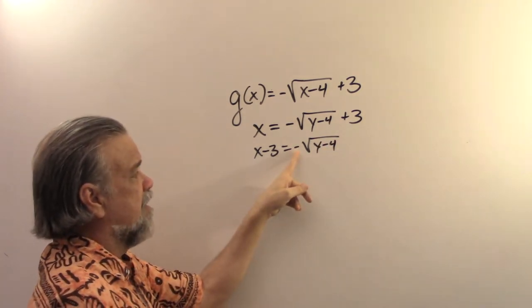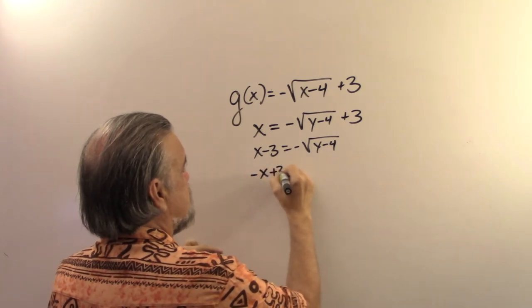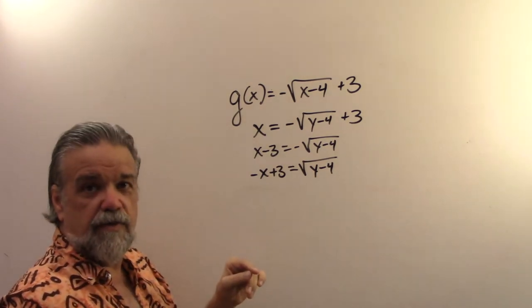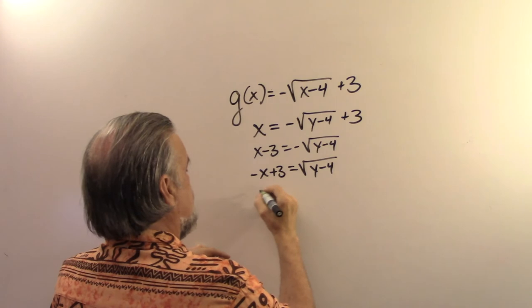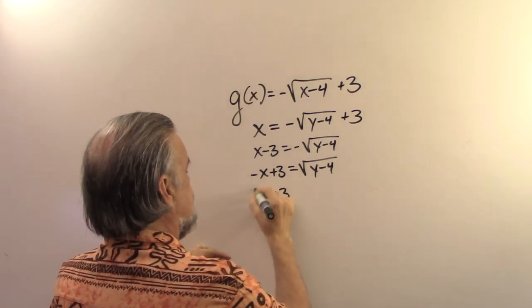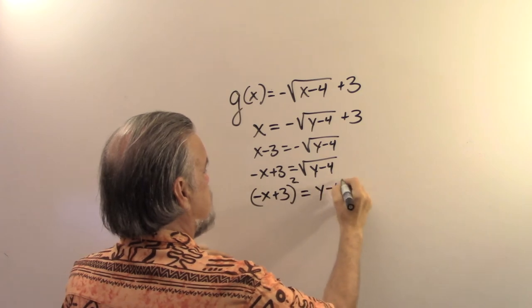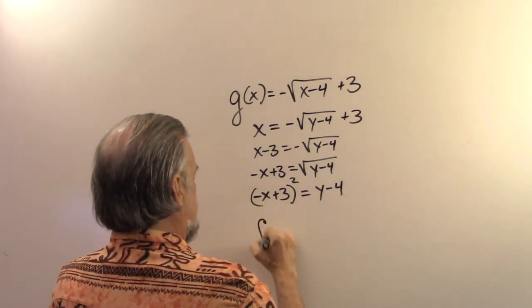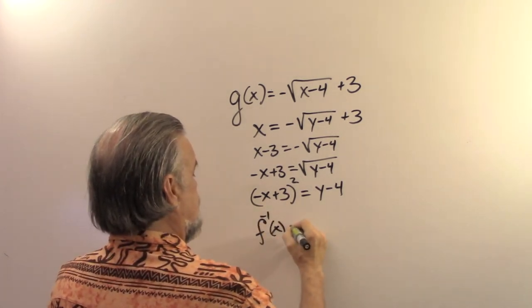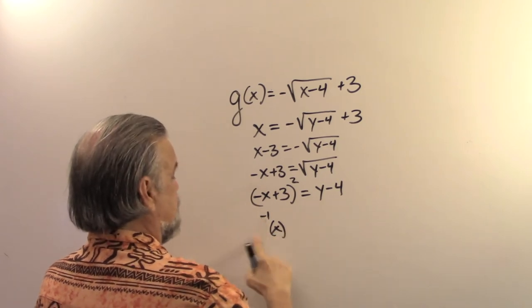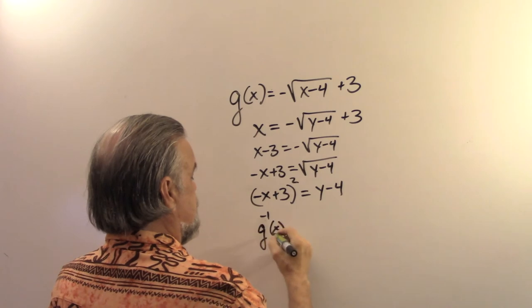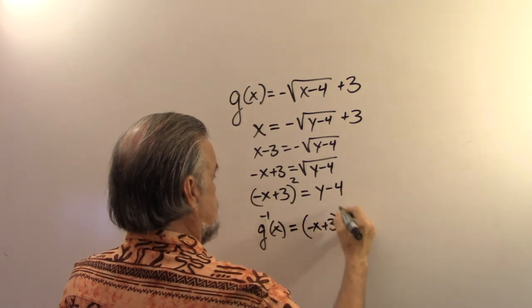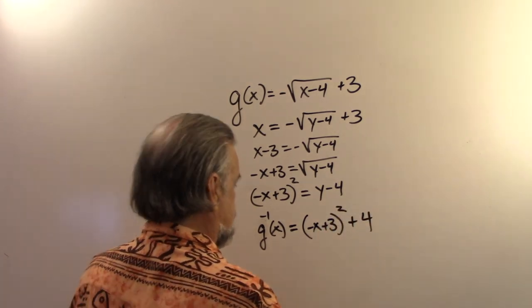Let's multiply both sides by negative. So negative x plus 3 equals the square root of y minus 4. Now let's square both sides, and I'm going to get negative x plus 3 squared equals y minus 4. And then I'm going to add 4 to both sides. And so I'm going to have the inverse of, not f negative 1, but g negative 1. So g inverse of x is negative x plus 3 squared plus 4.